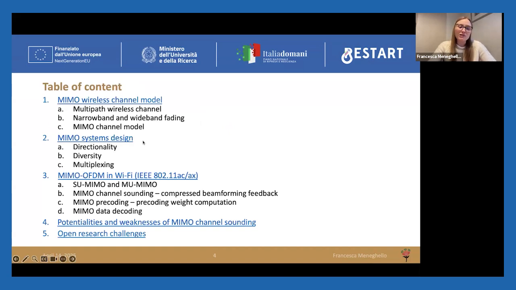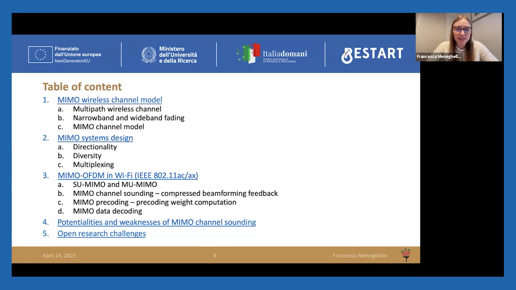So to do that, I want first to start from the basics, so from the MIMO channel model, and I will briefly overview how we can design the MIMO channel model. Actually, this is a technical tutorial, so I assume that all of you are familiar with wireless networks and with wireless transmissions. So here it will be a very brief introduction.